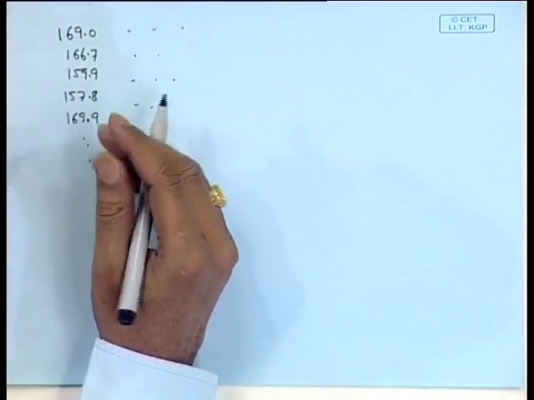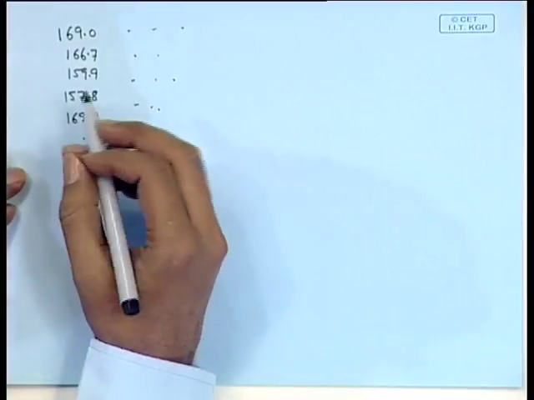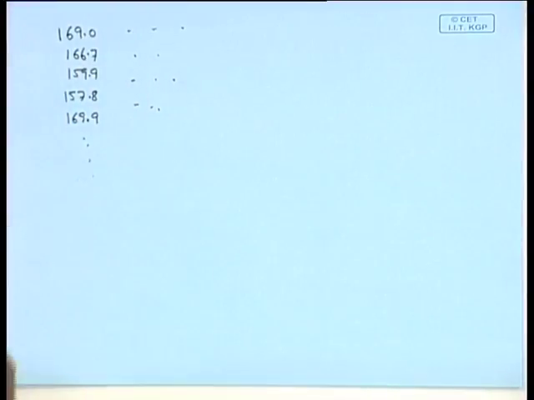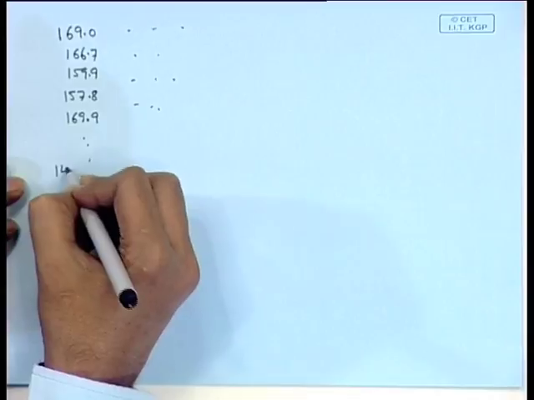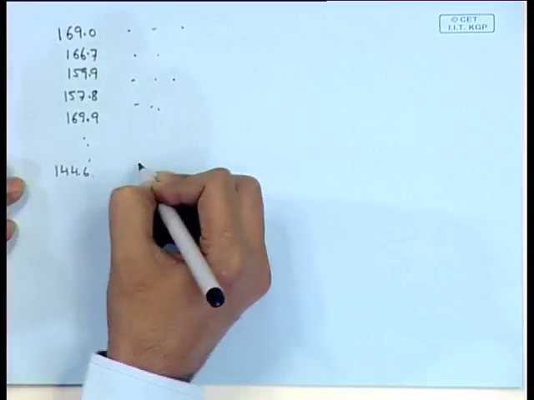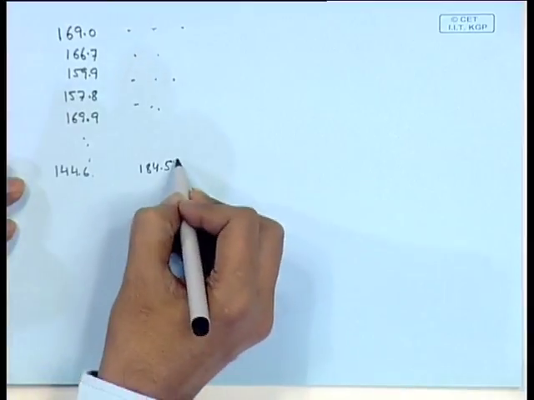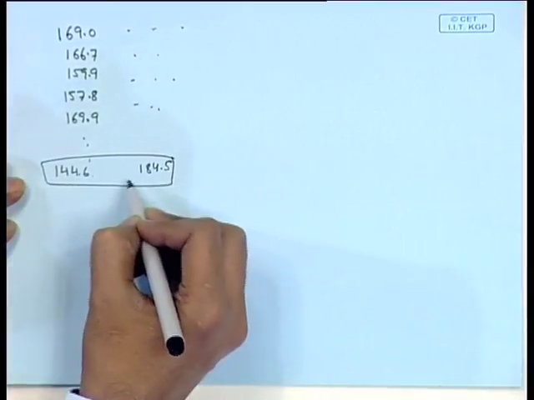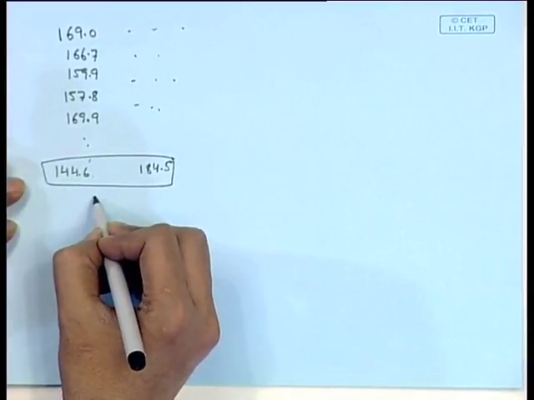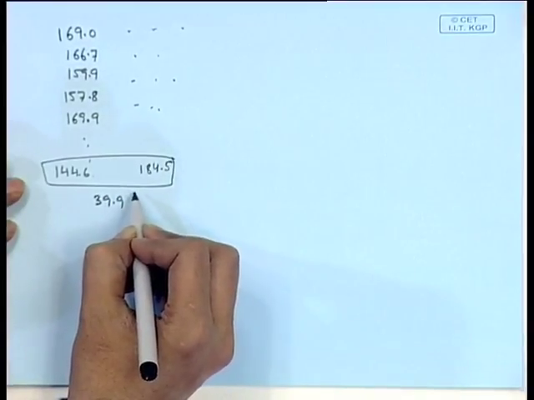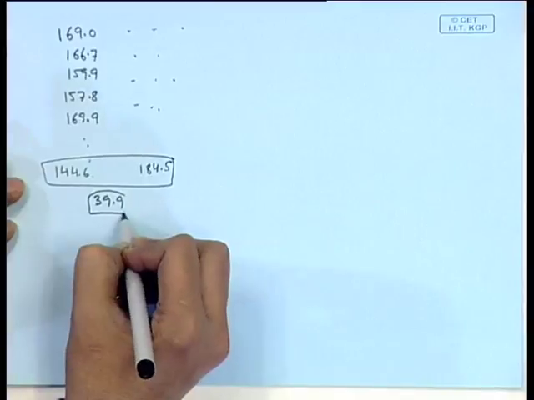Now, we may make classes of various kinds. We may record what is the lowest value and what is the highest value. Suppose the lowest value is, say, 144.6 and the highest value is, say, 184.5. Then we look at this difference. The difference is 39.9. Now, this is not a very convenient number.